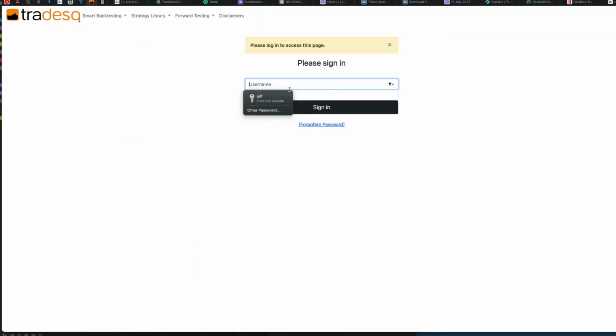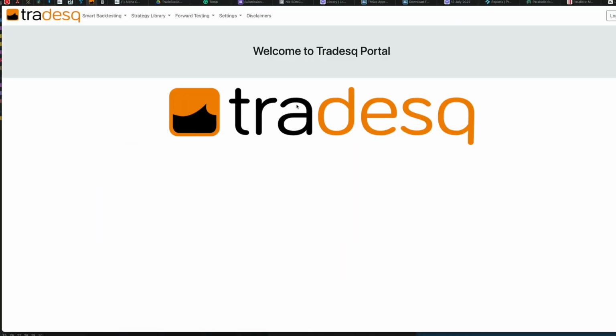Let's log in here. So we logged into Tradesq, and it's driven by these menus at the top with Smart Backtesting, Strategy Library, Forward Testing Settings, and some disclaimer information. We're going to start out with the Smart Backtesting. This will allow us to take our strategy and backtest it easily over many different markets and time frames. So we're going to select Smart Backtesting and schedule a backtest.